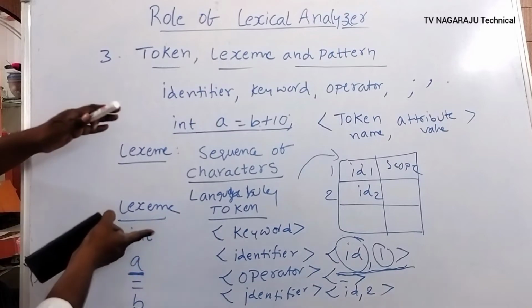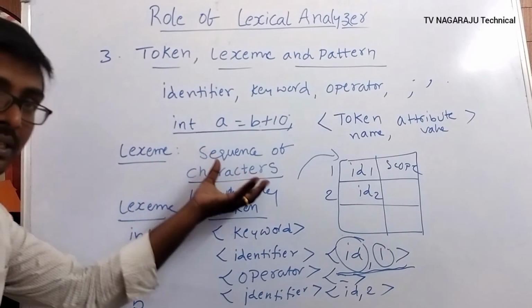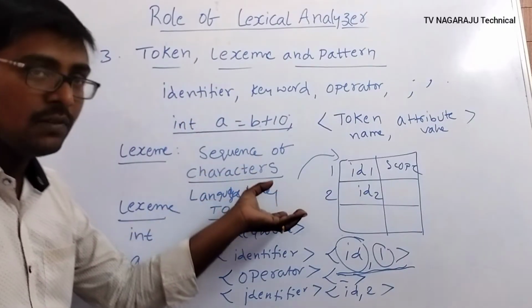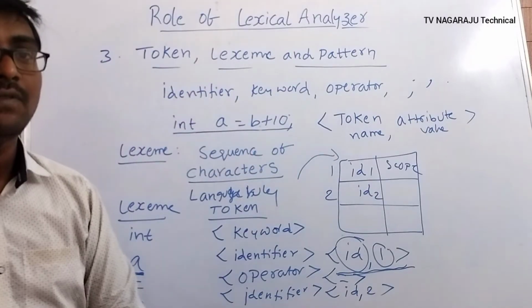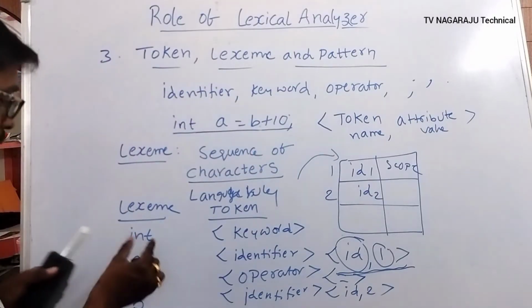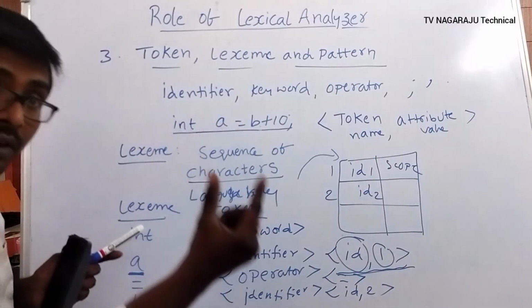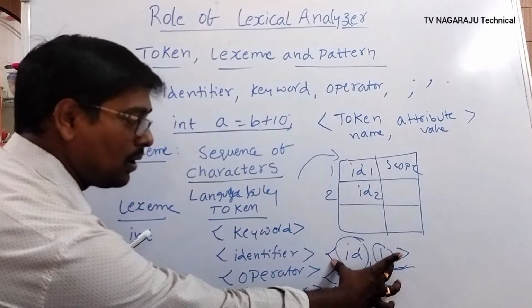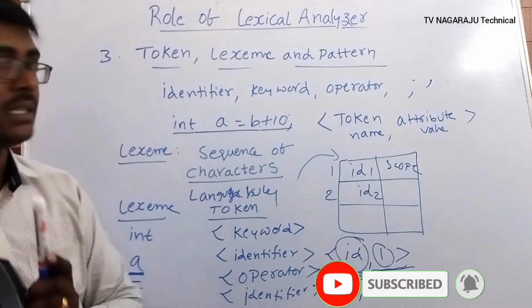All the identifiers are stored in the symbol table. So this is the main difference between lexeme and token. A lexeme is a sequence of characters that are matched by the language rules. Every lexeme is to be converted into a valid token. So int is a lexeme, a sequence of characters. How do you convert it into a token? Keyword. a is a lexeme. ID, 1 is the token. Simply, the thing is the same in different representations.